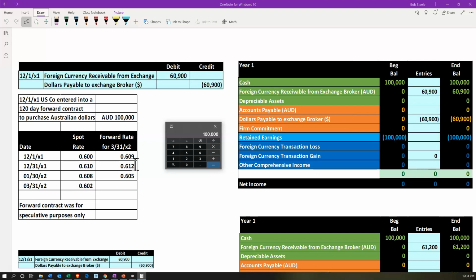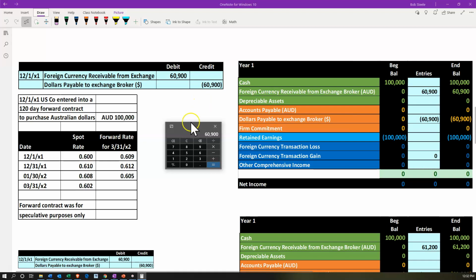So we're going to be putting it on the books using the forward rate, because the forward rate is predicting up into the future at the end of the contract what it will be worth at the end of that time period. So we're at, in other words, 12-1x1. We're looking forward with this rate to that endpoint being 3-31x2. So we'll take the 100,000 and we're going to multiply that times the 0.609. That's going to give us the 60,900.